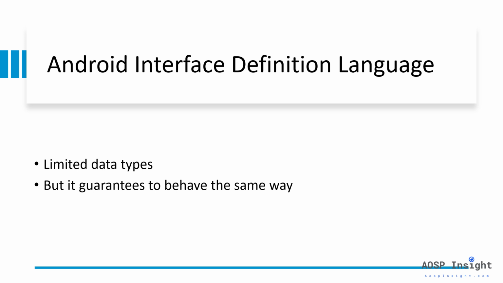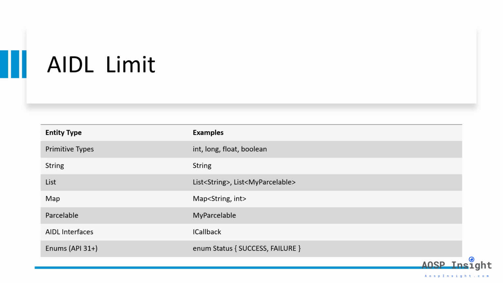Here are the data types that we are able to use in defining an AIDL file. For instance, we have primitive types, string, list, map, parcelable, AIDL interfaces, and enumerations. Primitive types include int, long, float, boolean, this kind of data type. We have one level higher, like string, list, and map. And a parcelable is exactly like a data class or data structure that we have in C++, Java, or Kotlin, which you can use as a custom packet for yourself.